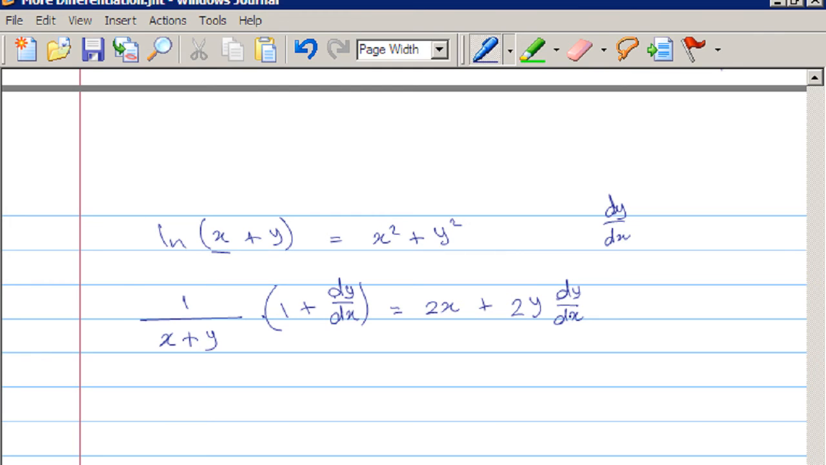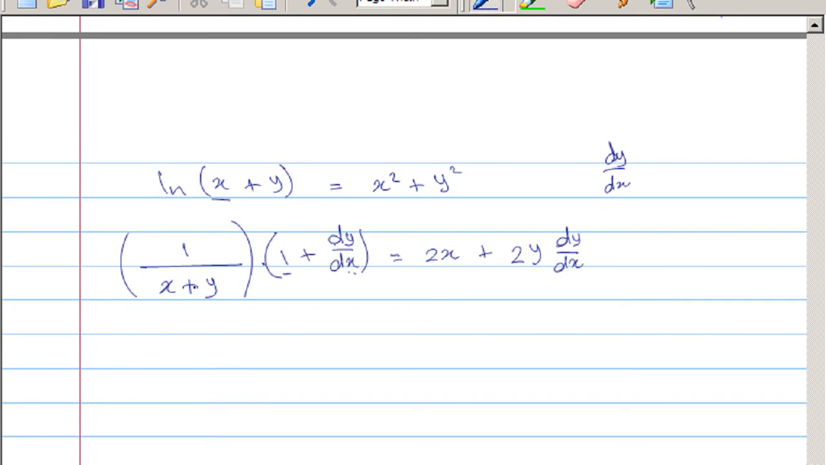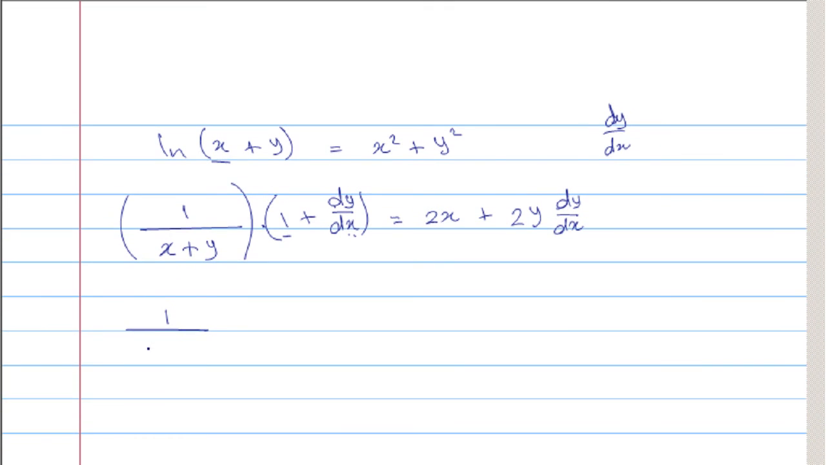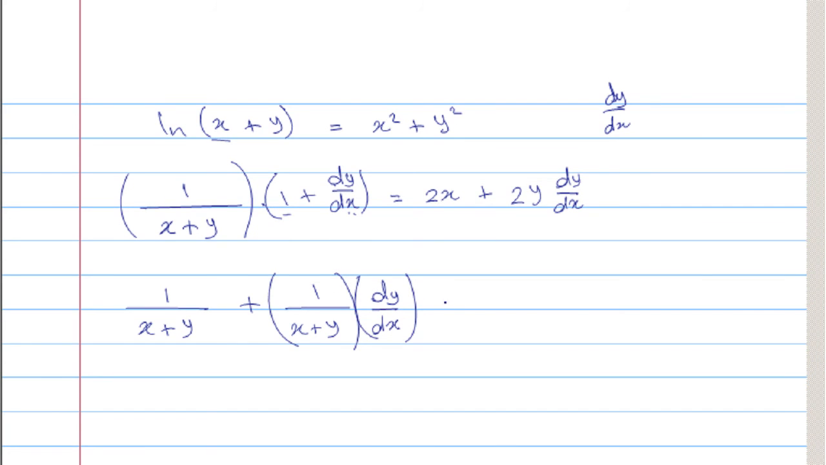Okay, now once again, if I want to make dy over dx the subject, then I'm going to multiply this term here with these two terms in this bracket, so that I have 1 over (x plus y) times 1, that gives 1 over (x plus y). Then I've got plus 1 over (x plus y) times dy over dx, so that gives 1 over (x plus y) times dy over dx. And that's equal to 2x plus 2y dy over dx.